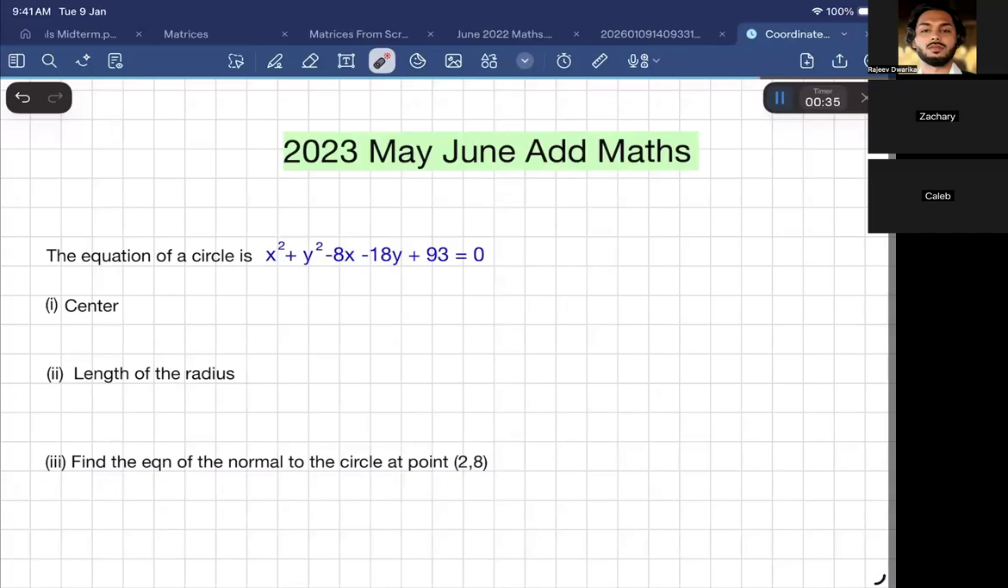So once we're finished with part 1 and part 2, I'll show you all how to find the equation of the normal and the equation of the tangent to a circle, and that would have covered 90%. The only other 10% is intersections.